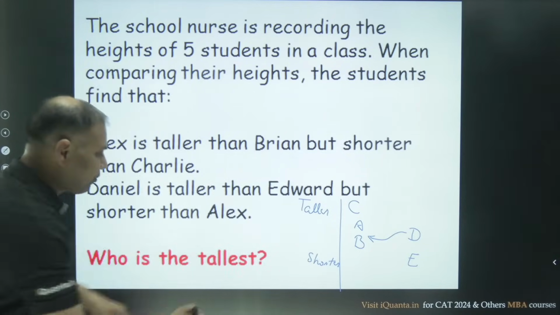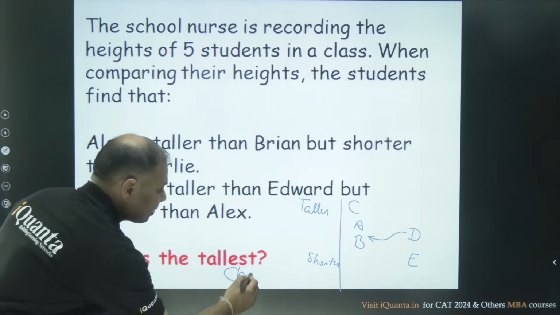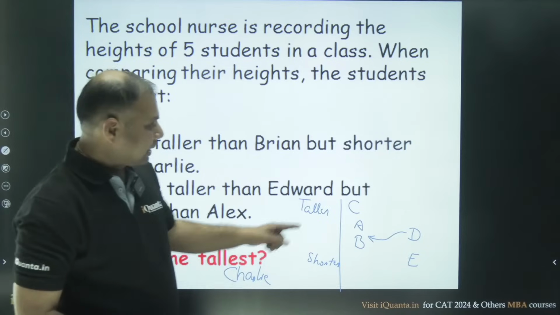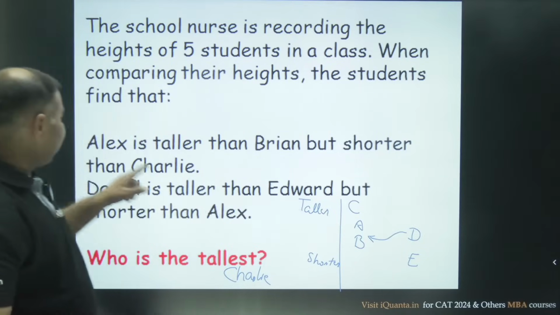Of course, answer we have got. So who is the tallest? It is certainly Charlie, as Akshay mentioned. So Charlie is the tallest and second tallest is certainly this A, that is Alex.